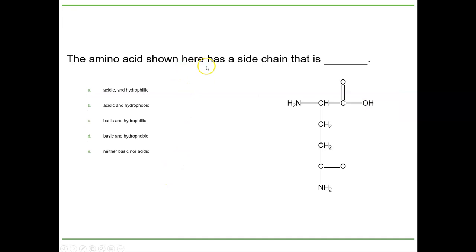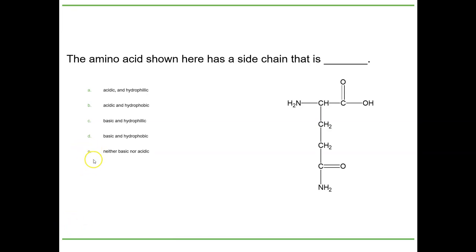All right, the amino acid shown here has a side chain that is, and which of these would be the answer? So pause and look at the structure and decide what you think the answer might be. This is a little bit of a trick question, so I'll just warn you there. The answer is actually E.